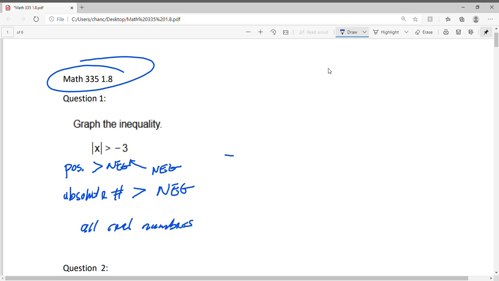And how do we graph that on the number line? Well, it's the entire number line. It's just an arrow going to the left and it's an arrow going to the right. It's the entire number line.